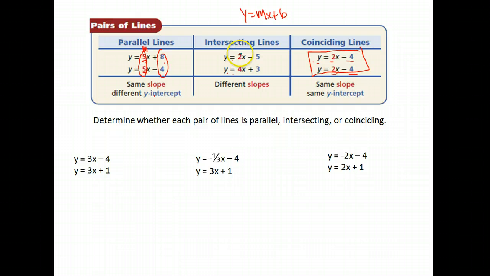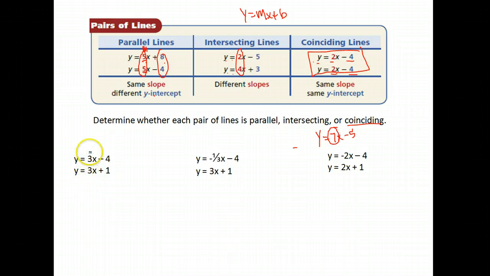You'll know they're just intersecting if their slopes are different. So again, on any line equation that's written with y by itself equal to everything else, for example, y equals 7x minus 5, it's really easy to spot the slope. It's the number multiplied by the x. So let's determine if each of these lines are parallel, intersecting, or exactly the same line. That's what coinciding means, exactly the same line.